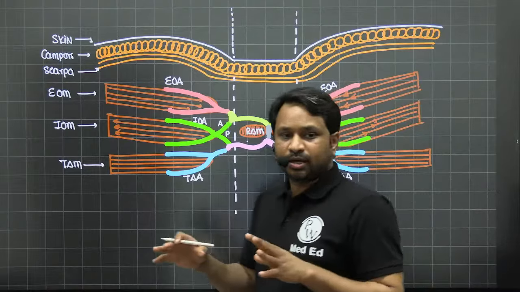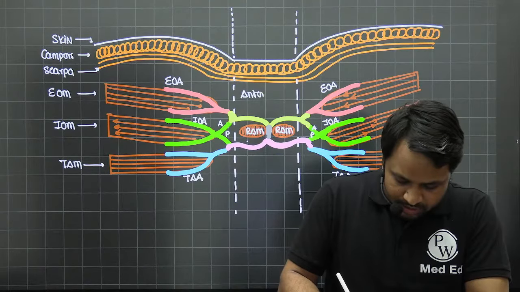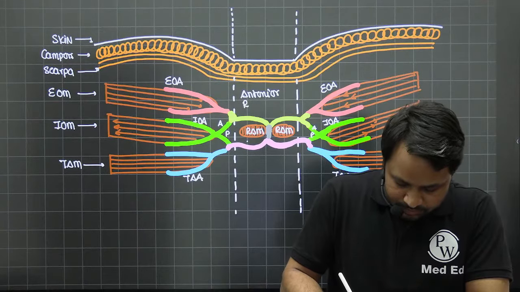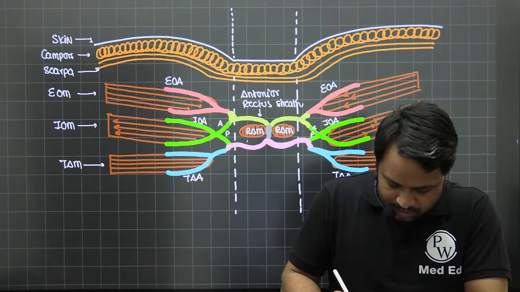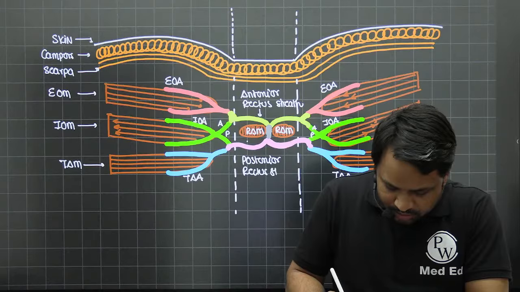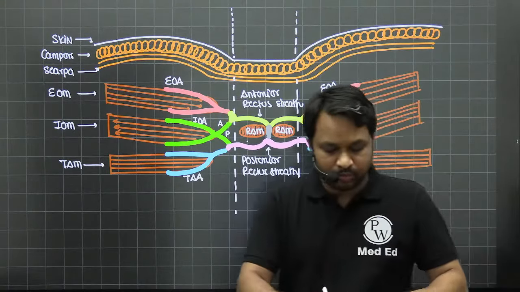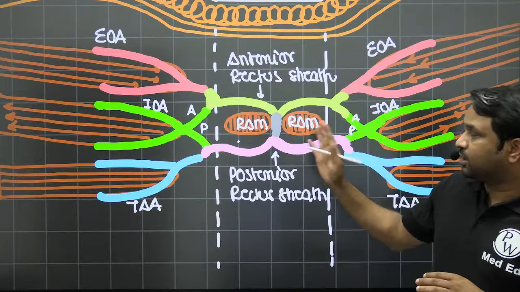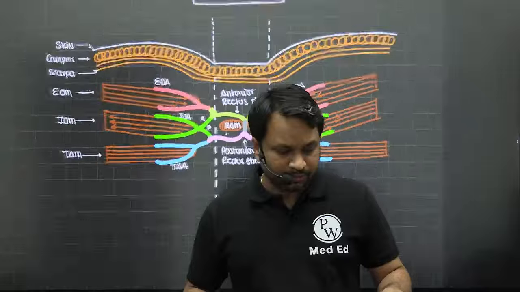So all these are aponeurotic tissue. When they merge together, this is where they form the anterior rectus sheath. This is the anterior rectus sheath, and this is the posterior rectus sheath. This happens to be your posterior rectus sheath. Now you know what is the anterior rectus sheath and what is the posterior rectus sheath, right?